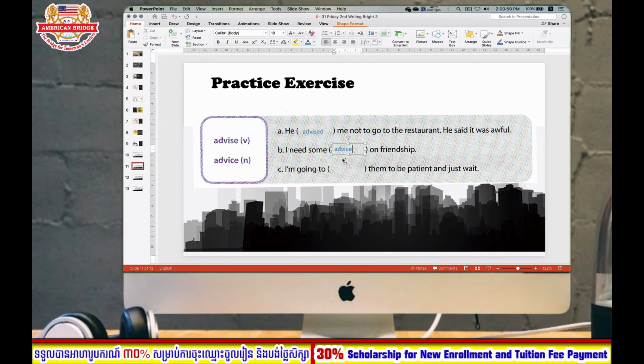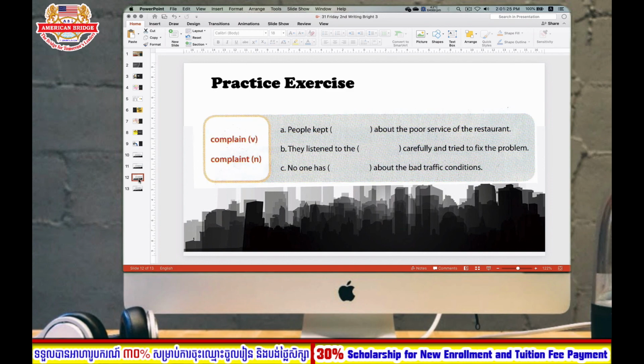The last one, I am going to them to be patient and just wait. To advise, which functions as a verb here. Okay, everyone. So this is how you can decide to use a verb or noun in the sentence.